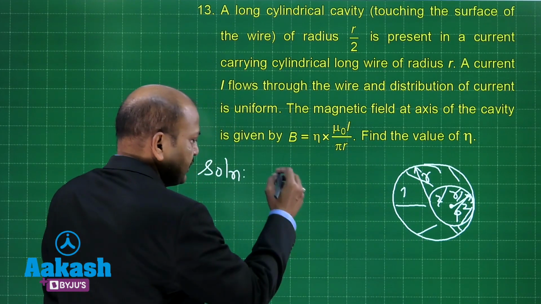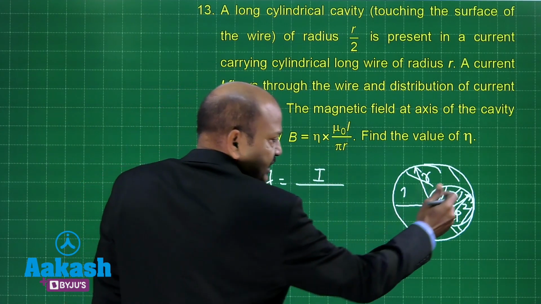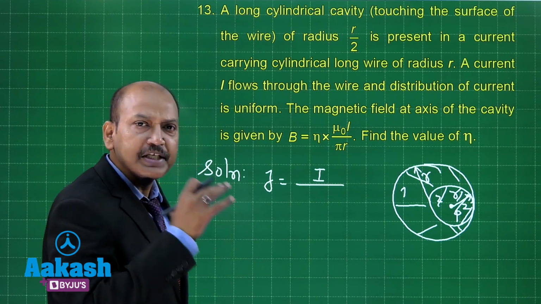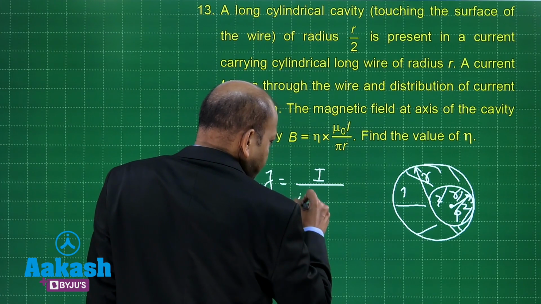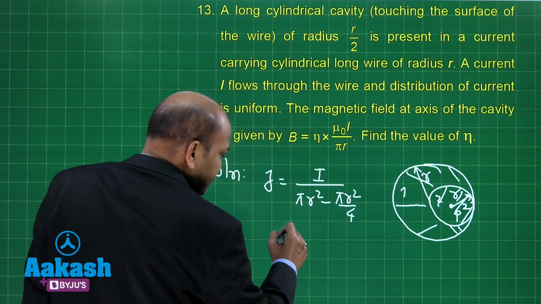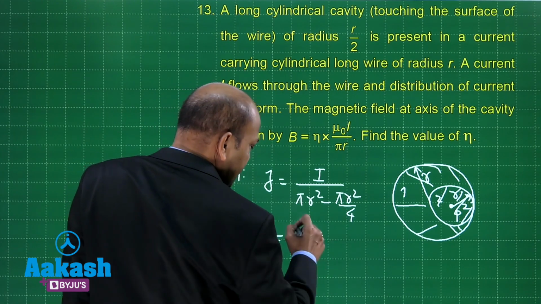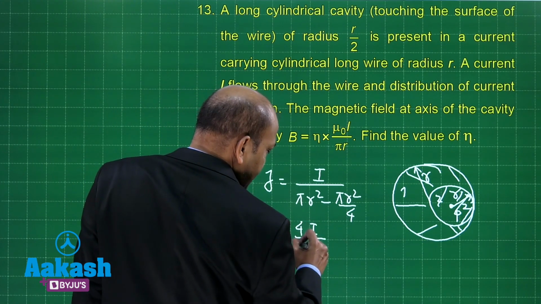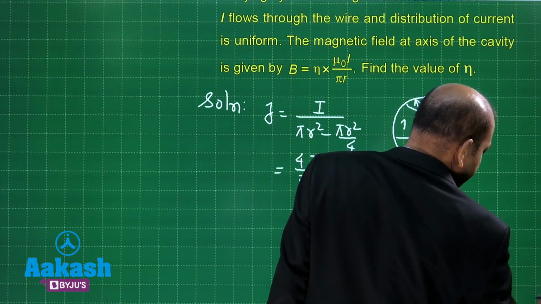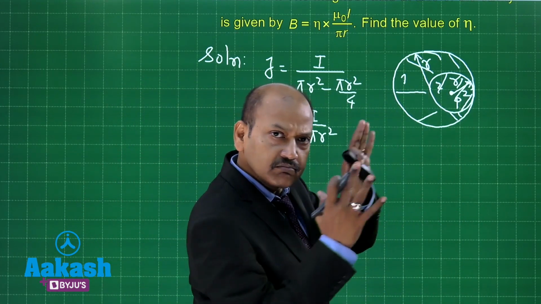What is that current density? That current density J is equal to current I, which is flowing effectively in the area of cross section equal to pi r square minus pi r square by 4. So, I divided by pi r square minus pi r square by 4, and that becomes, 1 minus 1 by 4 is 3 by 4, so it is 4 I divided by 3 pi r square. Now, as I said, we assume that this current density is also there in this part.